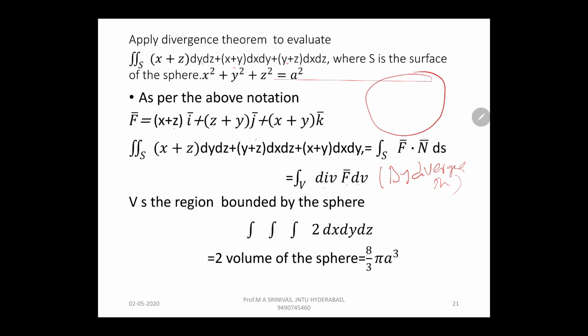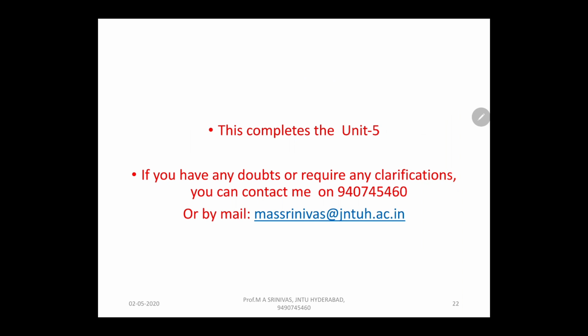So the integral over V of div f bar. What is V? V is the region I have written here, bounded by the surface. What is div F bar? Because this is F bar, the divergence is the derivative of this with respect to x, the derivative of this with respect to y, the derivative of this with respect to z. So I got 2. So 2 dx dy dz. If I triple integrate dx dy dz, it gives the volume. 2 into the volume of the sphere, 4/3 pi a cube. Already 2 is there, therefore 8/3 pi a cube. So this is the surface integral value.